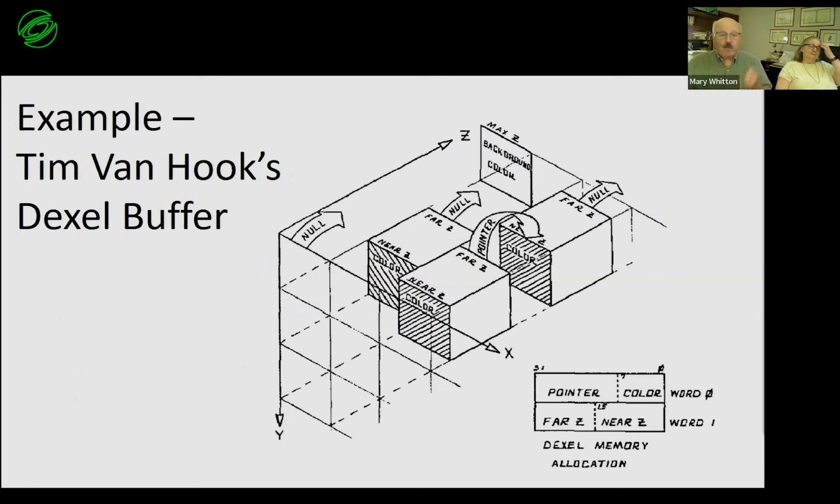So let me give an example of what you could do with this thing. Tim Van Hook in 1985 came up with a really clever way of creating a linked list of depth elements, dexels, at every pixel on the screen. So you had the front and back surface of a solid at every place, and they were linked together. That meant you could define solid regions within a buffer, not just the front Z buffer version of it. So it's an extension on that. And you really needed this kind of processor to be able to do this sort of thing.